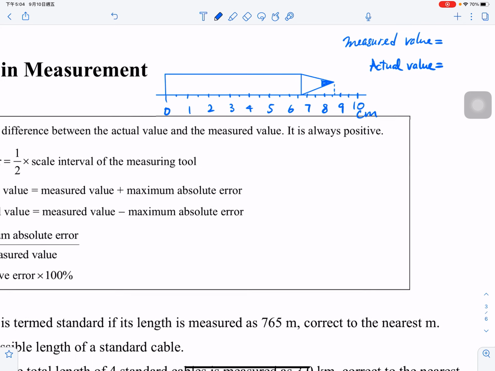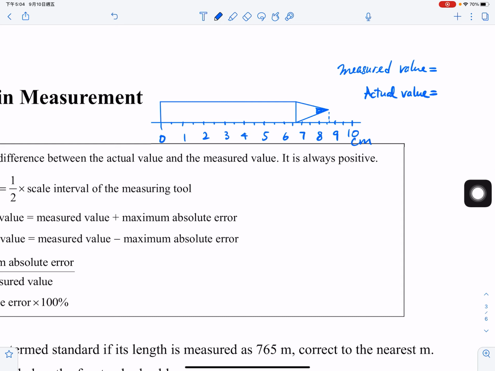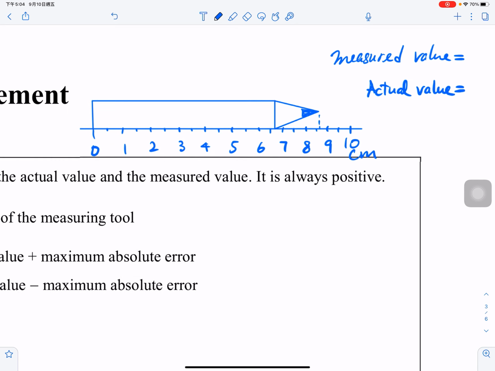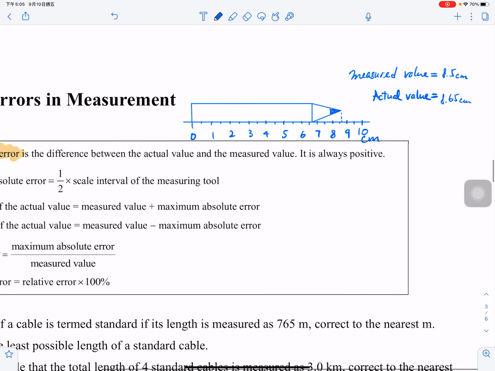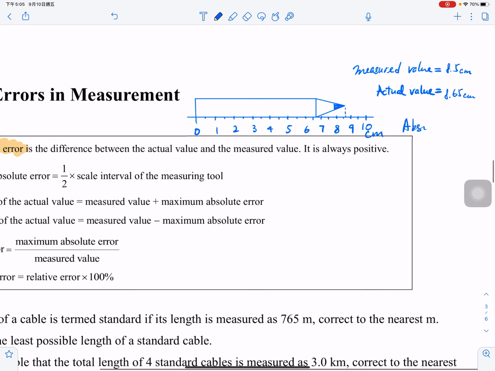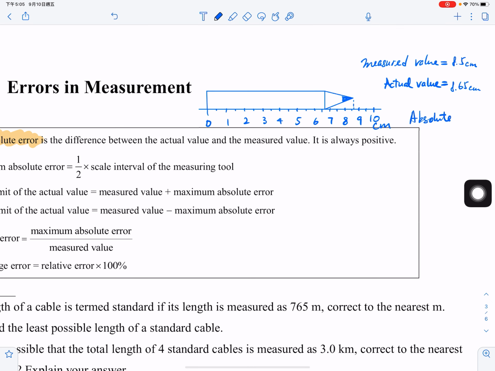For example, here, this pencil, measured value. You'll see that, okay, let's enlarge it. 8.5, see? 8.5 cm, right? And the actual value maybe you found is 8.65 cm. So this time, the absolute error will be equal to 8.65 minus 8.5, so it's 0.15 cm. Okay, this is absolute error.